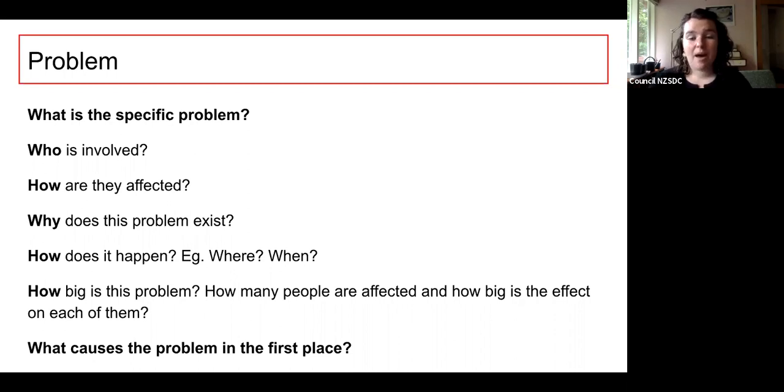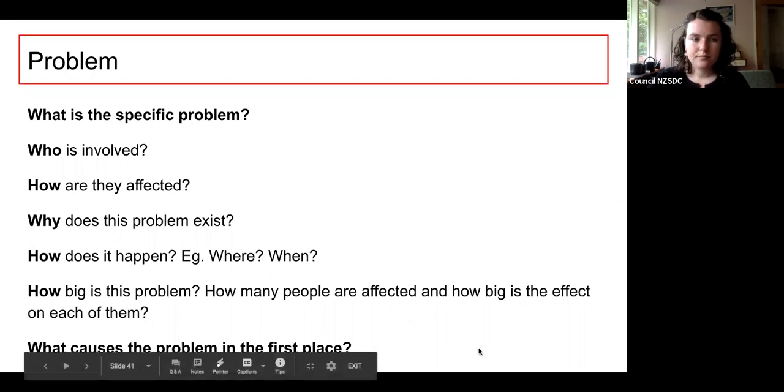And then the next thing is thinking about the scale of the problem, right? How big is the problem? How many people are affected by the problem? Is it a small impact on a big group of people? Maybe it's a big impact on a small group of people. Maybe it's a big impact on a big group of people. So asking those who, what, why, where, when, how questions about understanding the problem in the debate.